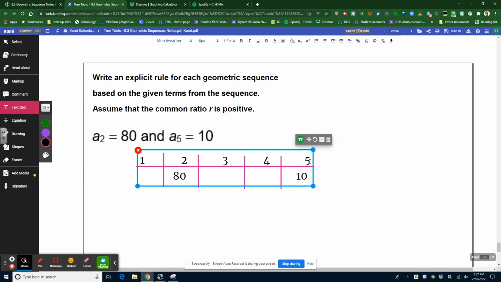All right. So we got the numbers placed. Yay. Now what? So Ahmad, Santiago, hi. Look up here. All right. So which one are we going to find first? Our first term or our common ratio? You have to find the common ratio, okay?